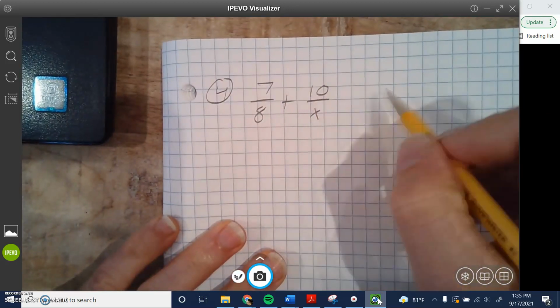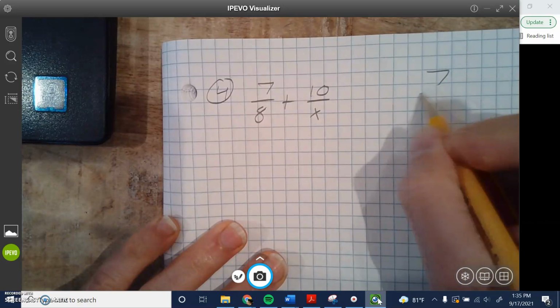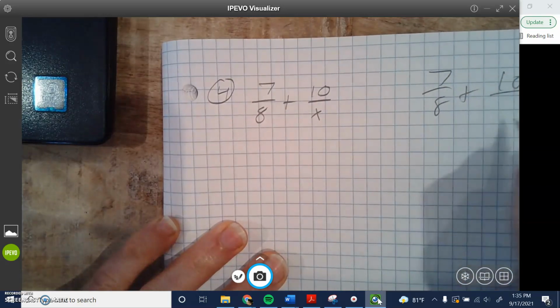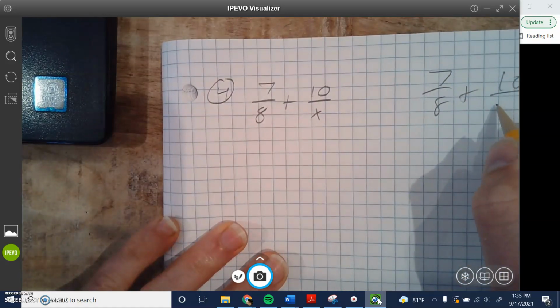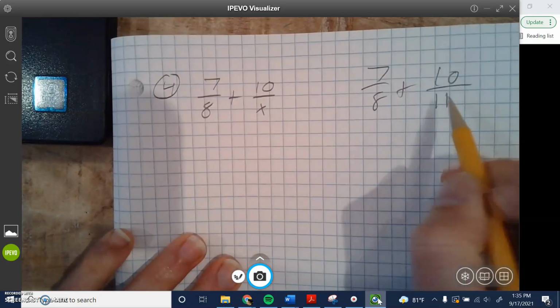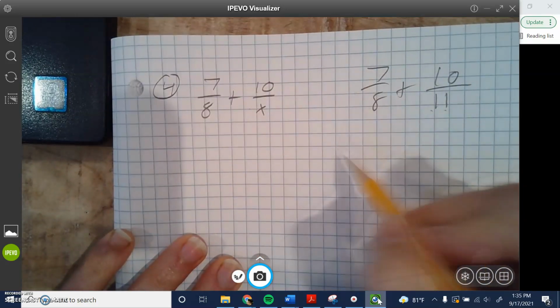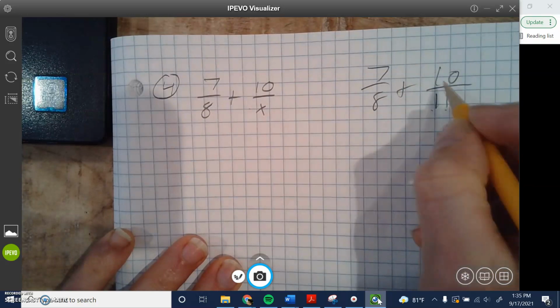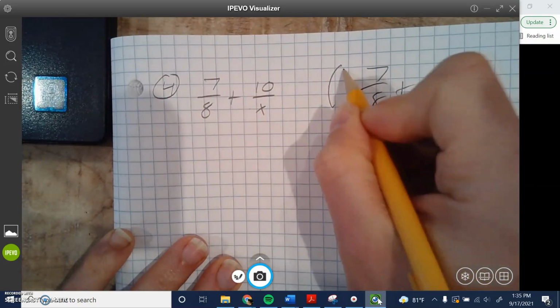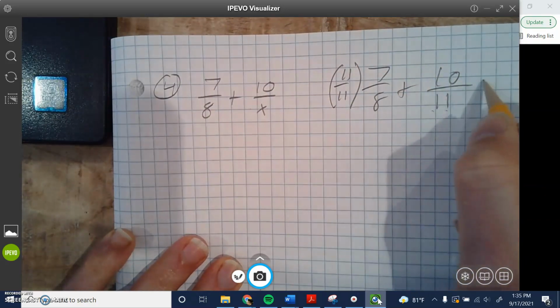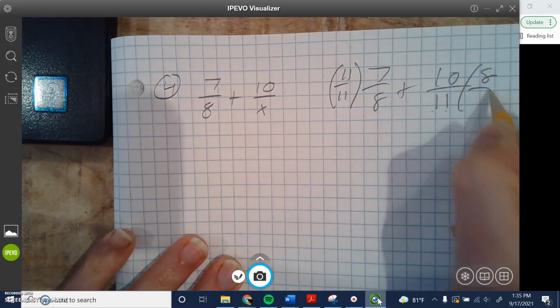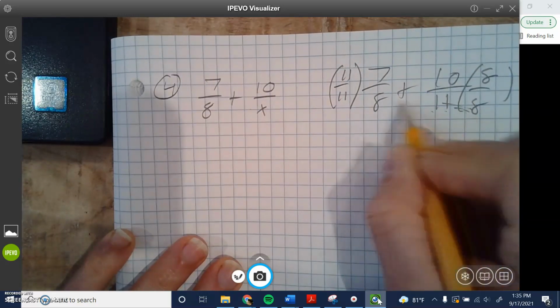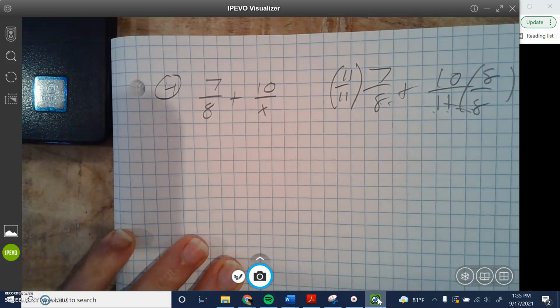So pretend it said this, the x is just there to mess with you, right? Say rather than x, it said 11. What would you do? You would find a common denominator, right? You multiply this by 11 over 11. You multiply this by 8 over 8. And you have your common denominator, which is 88. So that's one way to do it.